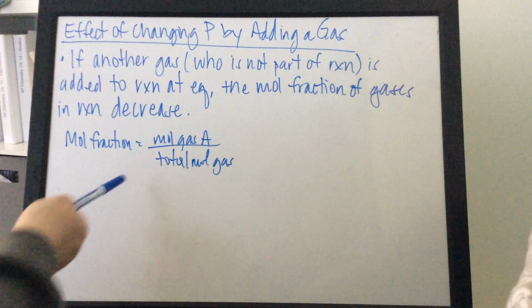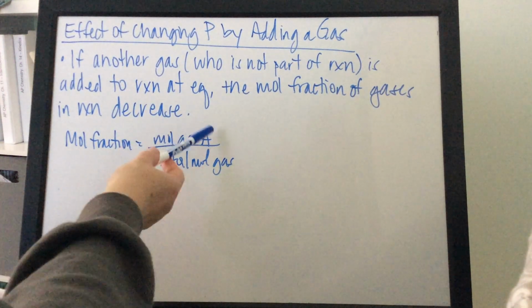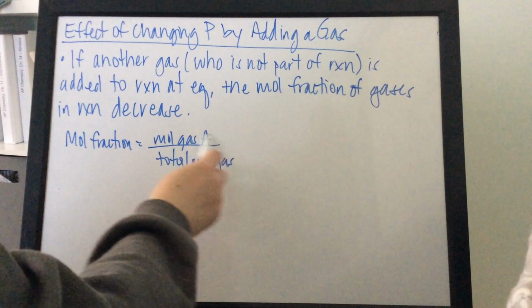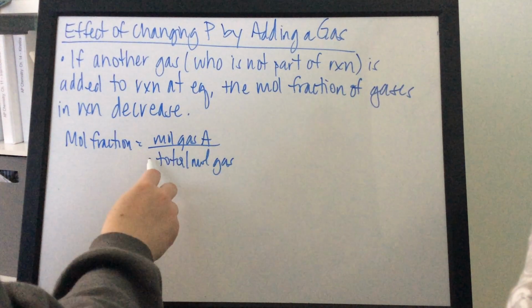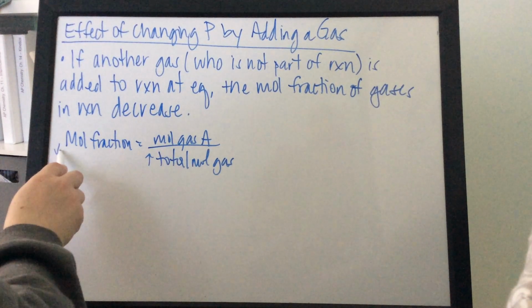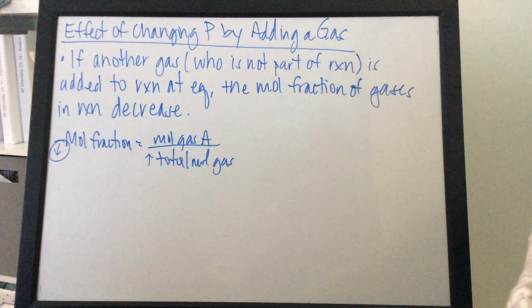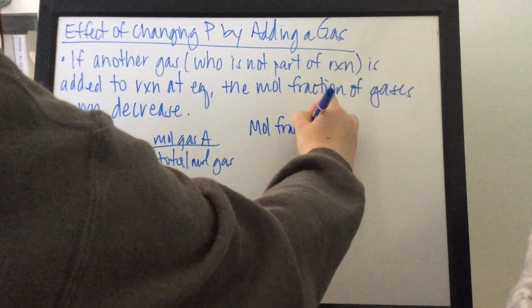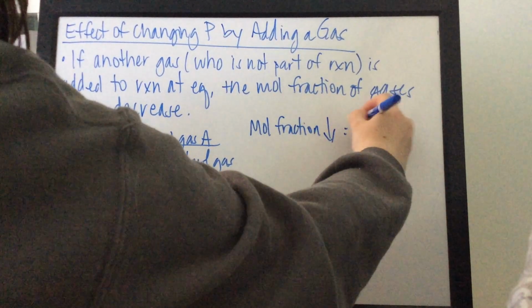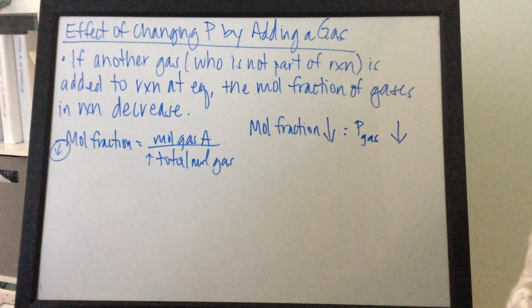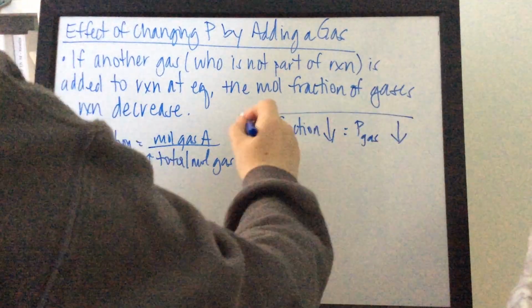So the mole fraction of, say, gas A would be the moles of gas A over the total moles of gas. This would remain unchanged by adding that extra gas to the reaction. This would go up. If this value goes up and this remains unchanged, my mole fraction is then going to decrease. Okay, so if my mole fraction decreases, then the partial pressure of my gas also decreases. Okay, and so this is the big idea.